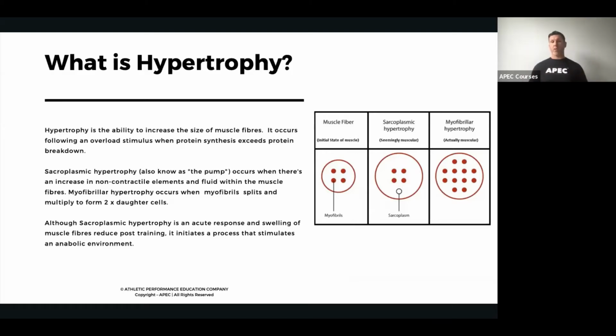However, although sarcoplasmic hypertrophy is an acute response and swelling of muscle fibers post-training, it initiates a process that stimulates a very anabolic environment. Hence the reason why we don't dismiss sarcoplasmic hypertrophy, or the pump, which is induced by higher repetitions. We don't dismiss that when we're talking about developing the optimal environment for hypertrophy.